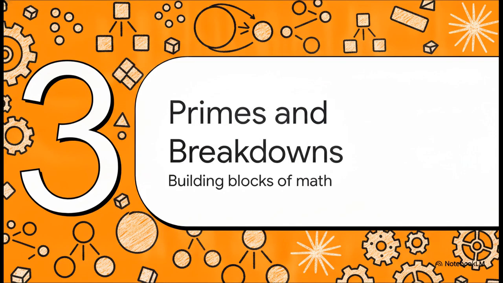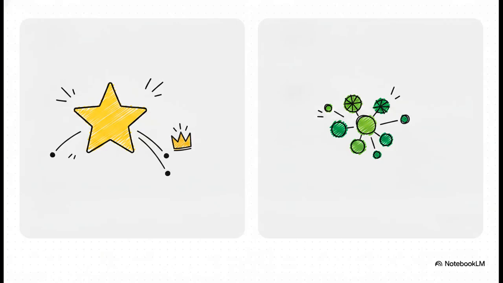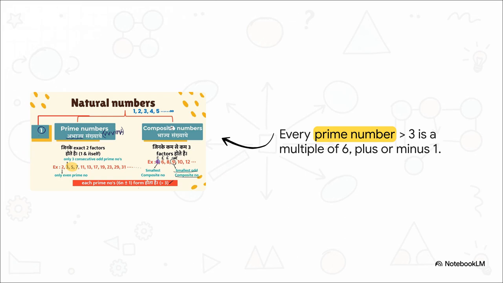Getting closer to the real tricks now. Section 3, primes and number breakdowns. When we're dealing with positive integers, we divide them up into prime and composite numbers. A prime number is exclusive. It has exactly two factors, 1 and itself. Think of 2, 3, 5, 7. On the flip side, composite numbers are the sociable ones. They have at least 3 factors, like 4, which is divisible by 1, 2, and 4, or numbers like 6 or 8.